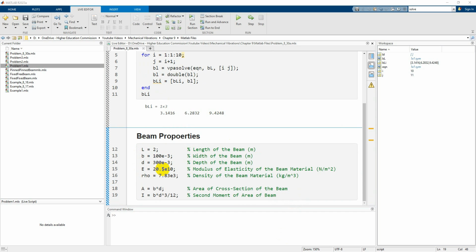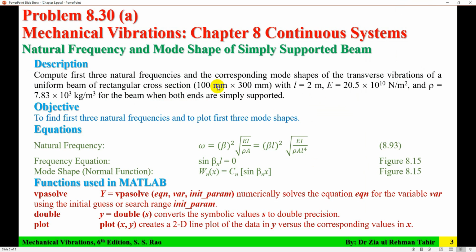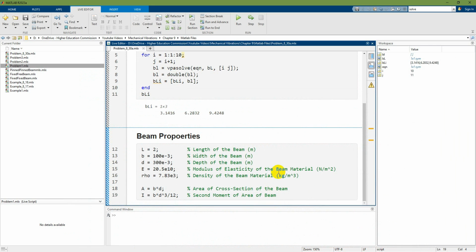E is the Poisson ratio 20. E is the modulus of elasticity 20.5 into 10 to the power 10 in Newton per meter square. And rho is the density 7.83 into 10 to the power 3. And then I calculated A and I from here. So all these properties, they are given here. So now these are the beam properties.